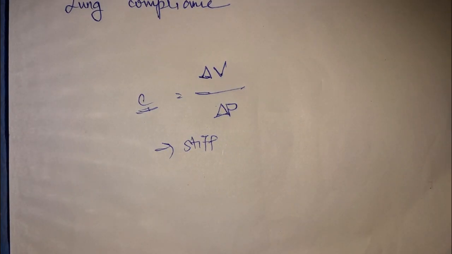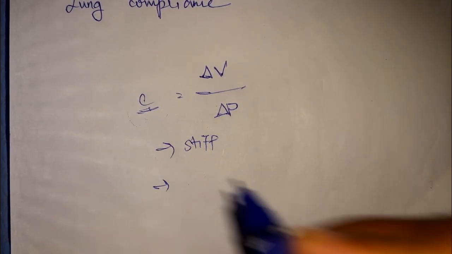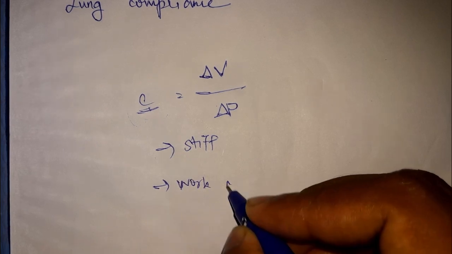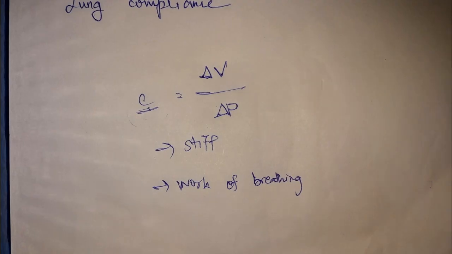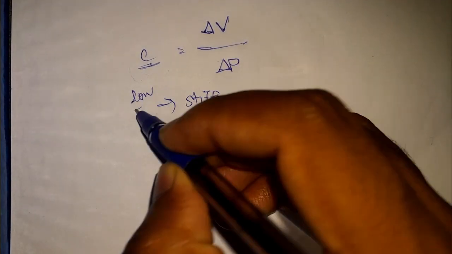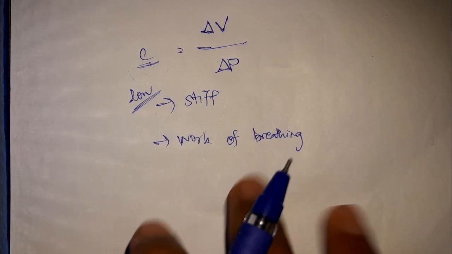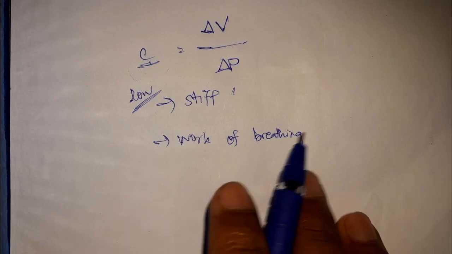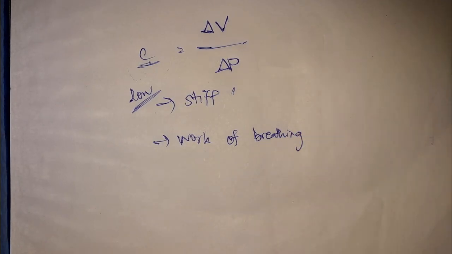So what is the problem in compliance? If the compliance is reduced, then we have a problem in the work of breathing. A high amount of work has to be put into breathing. These all happen in low compliance. Stiffness is maximal in the non-compliant lung, and a high amount of work is needed for a low compliance patient.